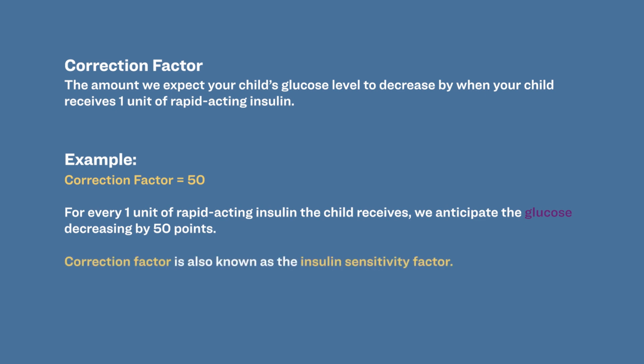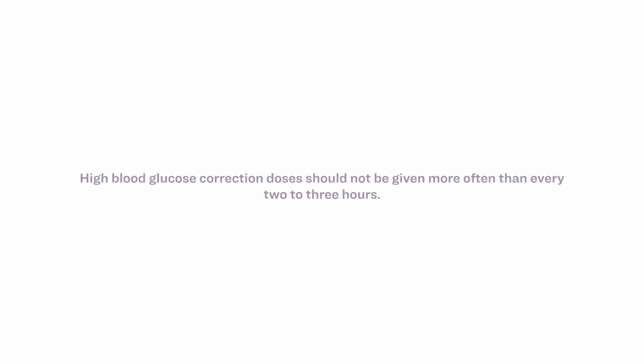The correction factor is also known as the insulin sensitivity factor. You may hear your healthcare team use both terms. High blood glucose correction doses should not be given more often than every 2 to 3 hours.